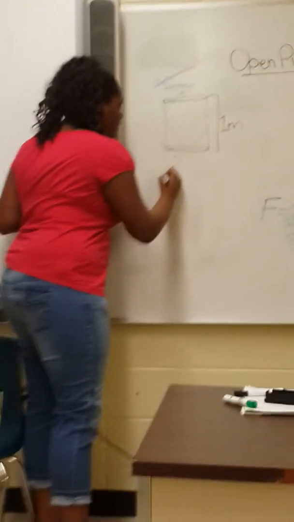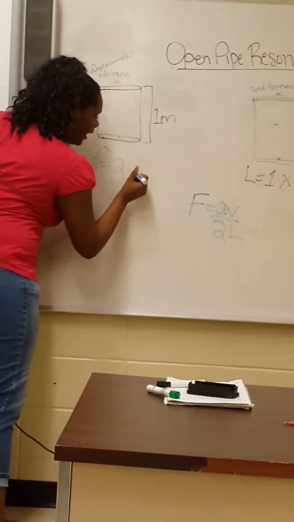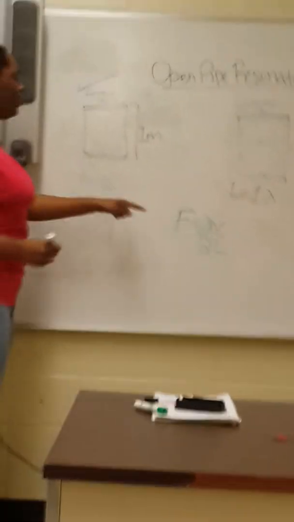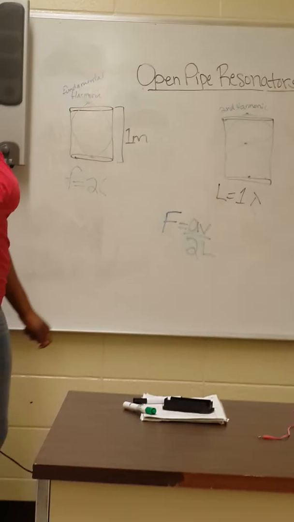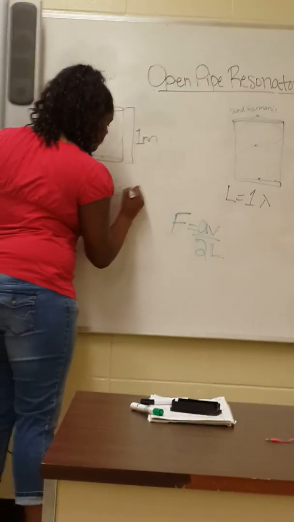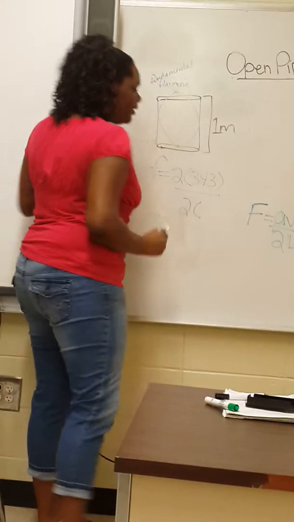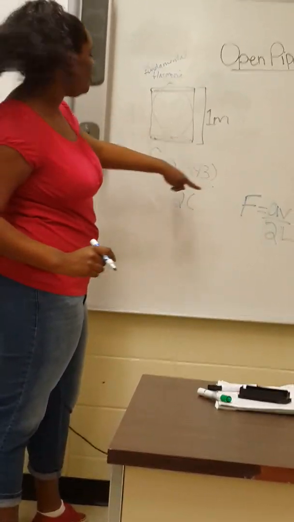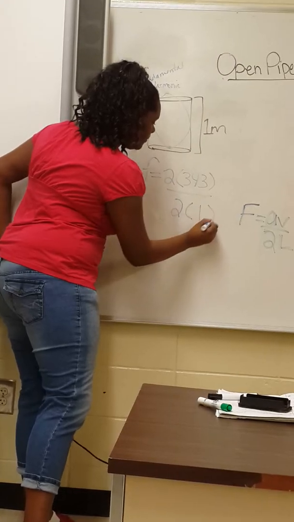Okay, so we're going to put the frequency equals number of antinodes, which we know is 2, and the velocity. Now, we know the velocity is directly proportional to the temperature. And so we're just going to say for now that it's 20 degrees, which is just room temperature, which means that it's 343 meters per second. And then we're going to divide that by 2 times the length. We know the length is 1 meter. So you just do that divided by 2, right?